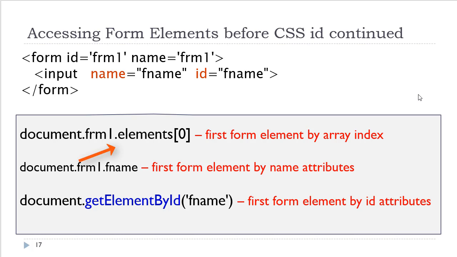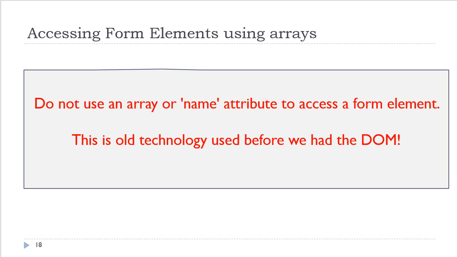So here we have document.form1.elements[0] would be the first form element. You also can do that using document.form1.fname. Now, in these instances, when I say form1, frm1, I don't mean get element by ID. I mean the name. Okay, the early days of JavaScript, they actually used the name attributes to reference things because there was no ID. Using arrays or the name attribute to access a form element is old technology, used before we had the DOM. We will not use that in this class.